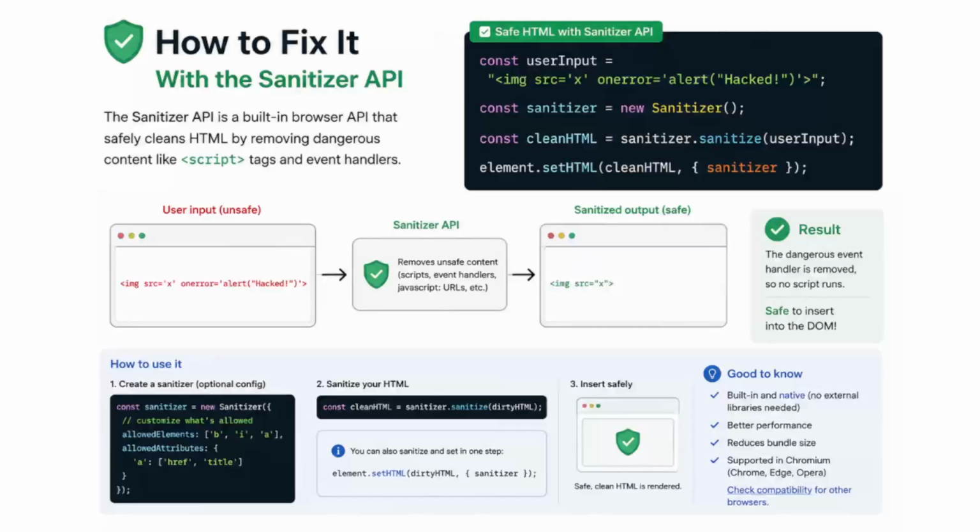Above you see there that we have the new Sanitizer, and then we can very easily say sanitizer.sanitize user input, right? So we have a user input unsafe and then the Sanitizer API, and it cleans it up. It removes the onerror alert hacked, and the result is the dangerous event handler is removed, so no script runs. Safe to insert inside the DOM.